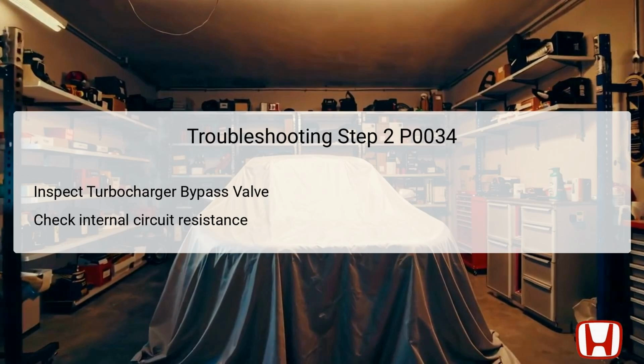This step is crucial as an abnormal resistance level could prevent the solenoid from operating properly, leading to the low voltage condition that triggered DTC P0034. Any detected anomalies should prompt replacement of the solenoid to restore proper functionality.